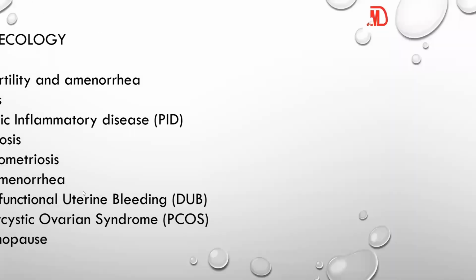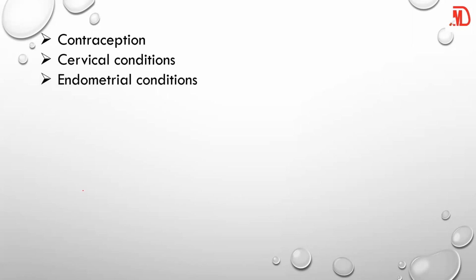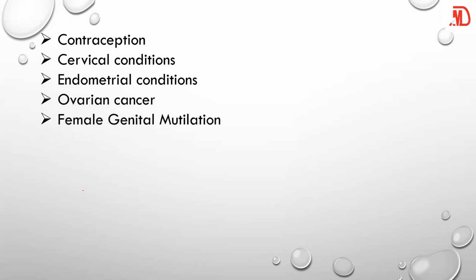Menopause. Then we have contraception or contraceptives. If you don't want to get pregnant, these things you have to know them. Cervical conditions. Then we have endometrial conditions. We have ovarian cancers. We have female genital mutilation, FGM. We can talk about rape as well. Very important things that you must know.